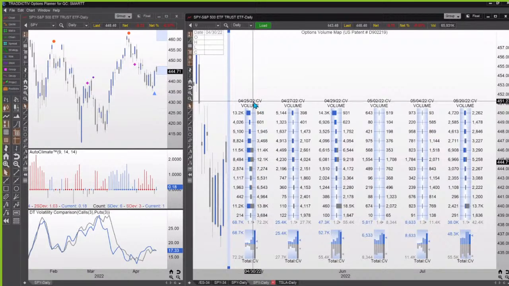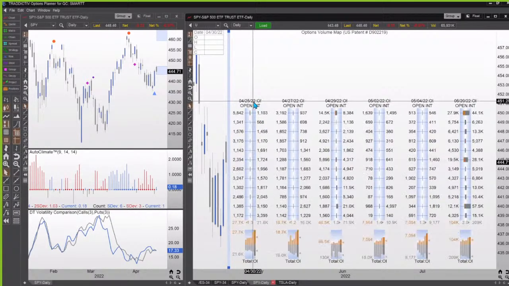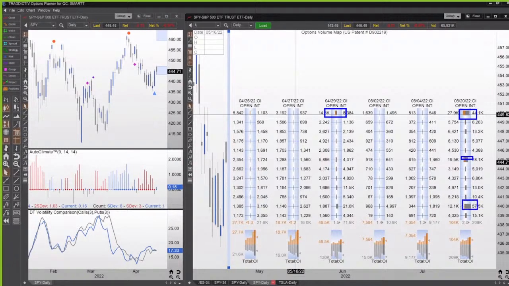Okay, from an open interest point of view, I switched to open interest. Take a look at this. Pretty large open interest here, here, here, here, right? Pretty large. So this is 440, 445, and 450. Those are relevant support and resistance points.